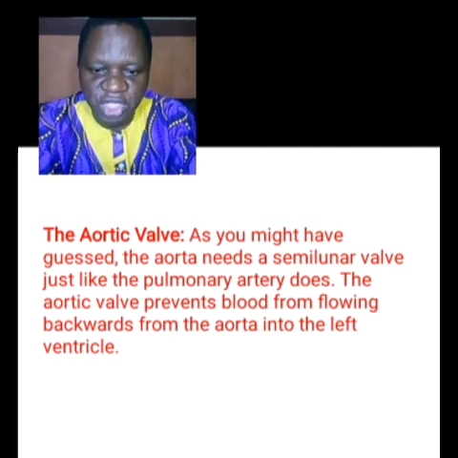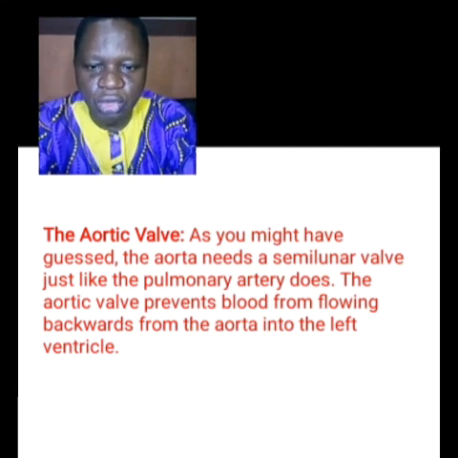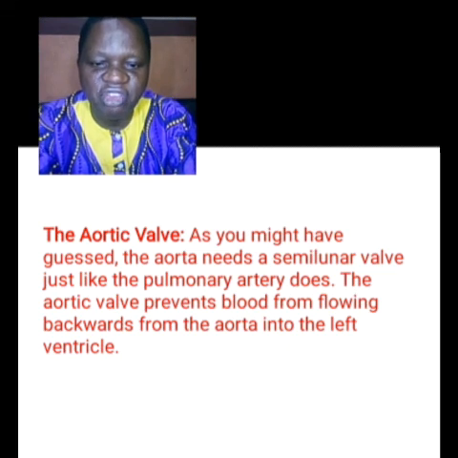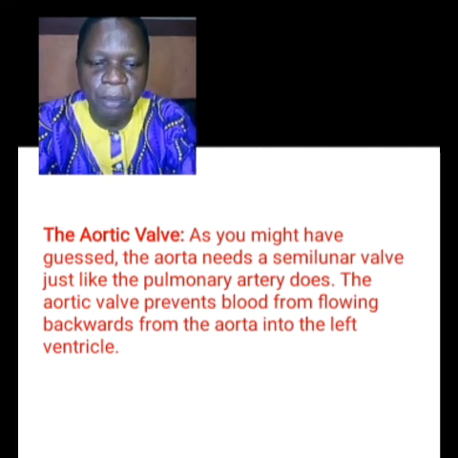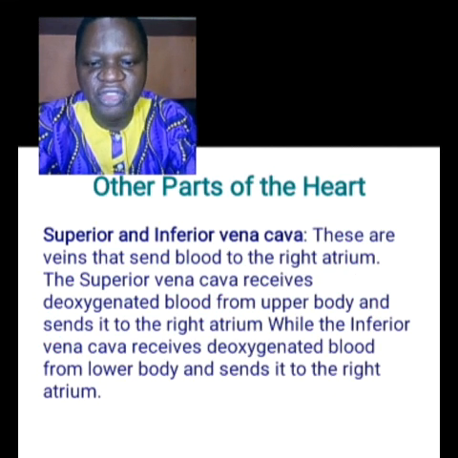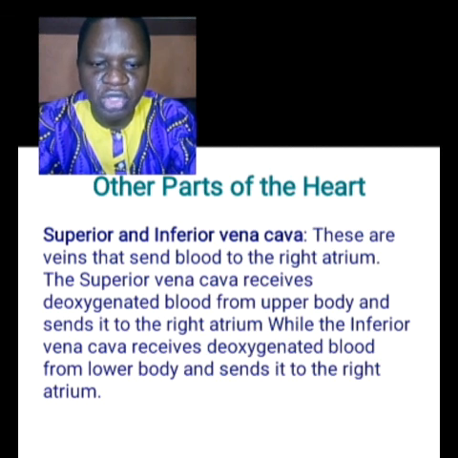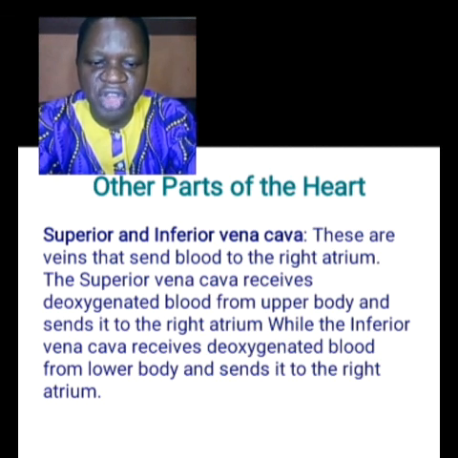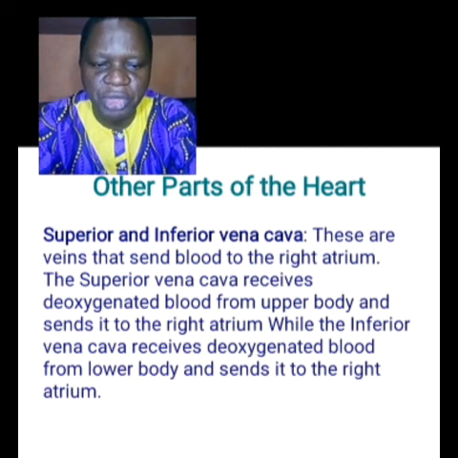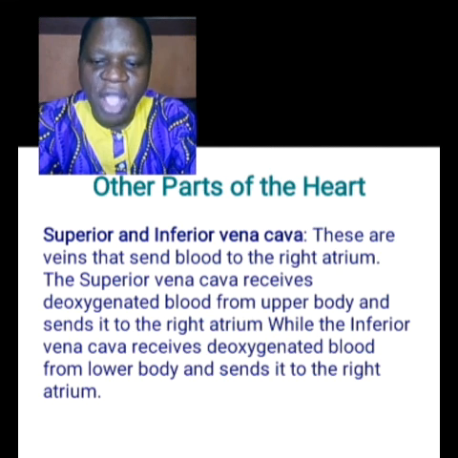The valves basically help to prevent backflow of blood, so that the blood will continue to move in a forward direction. Then we also have other parts of the heart, like the superior and the inferior vena cava. Those are veins that send blood to the right atrium. The superior vena cava receives deoxygenated blood from the upper body and sends it to the right atrium, while the inferior vena cava receives deoxygenated blood from the lower part of the body and also sends it to the right atrium.